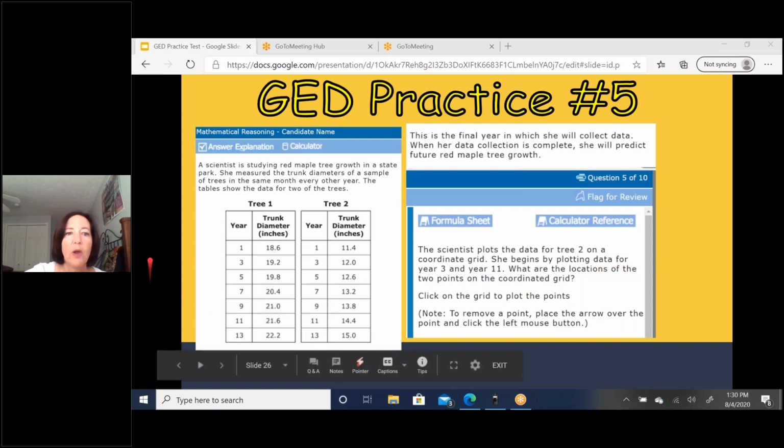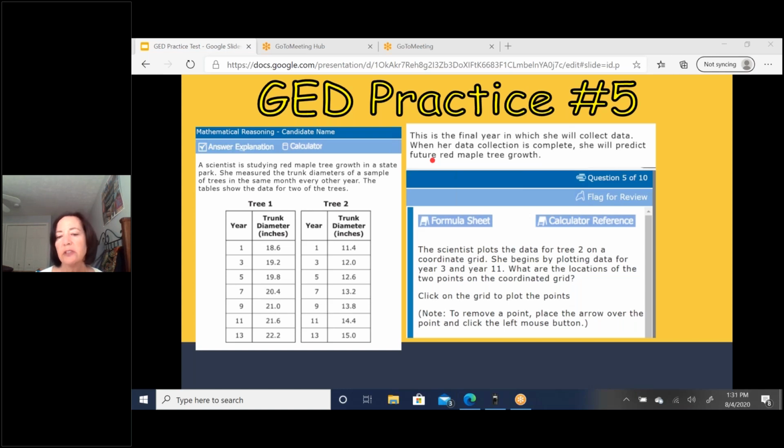So we've got data for tree 1 and we've got data for tree 2. It's arranged by year, and remember, she didn't do it every year, every other year. And then she's got the size of the diameter, and that's all in inches. And it says, this is the final year in which she will collect data. When her data collection is complete, she will predict future red maple tree growth. Okay. The scientist plots the data for tree 2 on a coordinate grid. She begins by plotting data for year 3 and year 11. What are the locations of the 2 points on the coordinate grid?